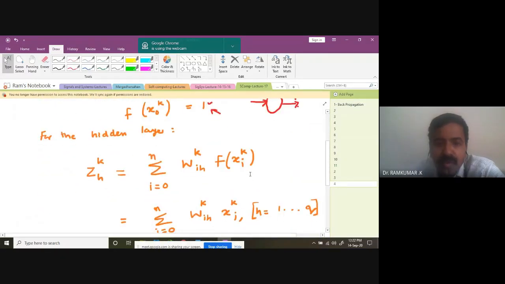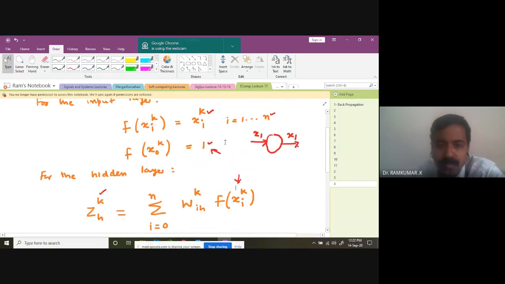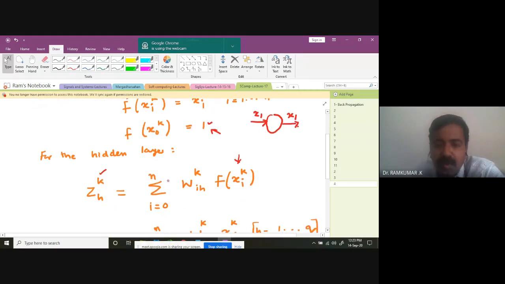So for the hidden layer, what will happen? The hidden layer is going to receive input from the previous layer, that is this output, f of x_i^k, multiplied by the corresponding weights. You agree? So for example, the first node in the hidden layer receives input from x1, it receives input from x2, and all the other neurons. You have so many neurons on the first layer, and all of these are connected to the first node in the hidden layer. So in that case, there will be weights associated with it.